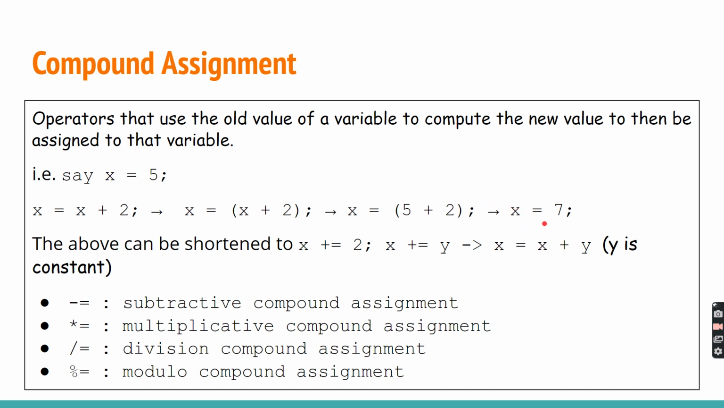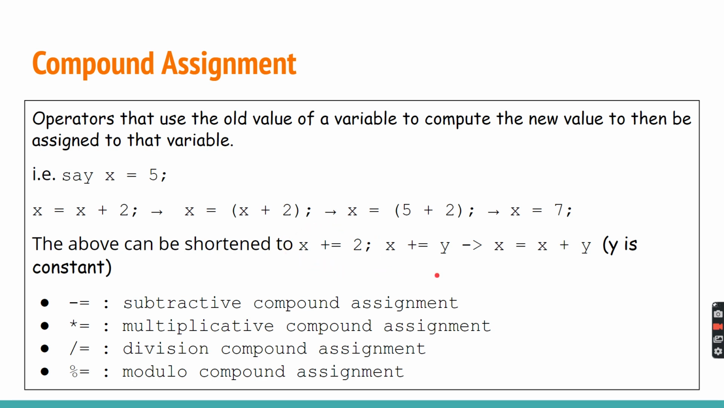Now, where the compound assignment operator comes into play is that this whole expression, x is equal to x plus 2, can actually be shortened to x plus equals 2, where this plus equals is the actual compound assignment operator. This is a shorthand way of saying the whole expression. Of course, you can still use the longer expression if you want, but a lot of C programmers use this shorthand way of writing it.